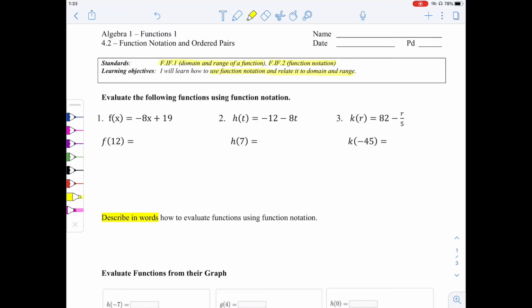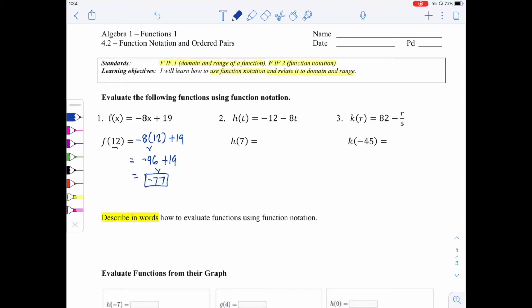So let's do the first one. Evaluate the following function using function notation. Quick review from last class. We have f of 12. That's the number we're substituting, right? So negative 8, instead of x, we put 12 because we're substituting 12. Negative 8 times 12, when we do PEMDAS, we multiply first, which is negative 96 plus 19, negative 77.